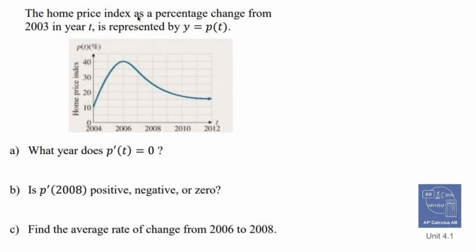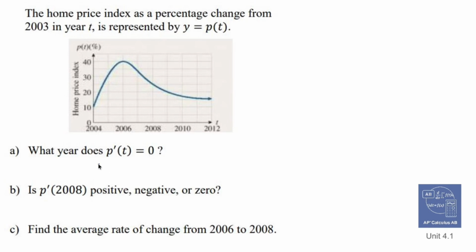The home price index as a percentage change from the year 2003 in year t is represented by y equals p of t. So we're given y equals p of t, this weird function where the home price index, whatever that means, goes up and then peaks out and then goes down and levels out. All right. What year does p prime of t equal 0?